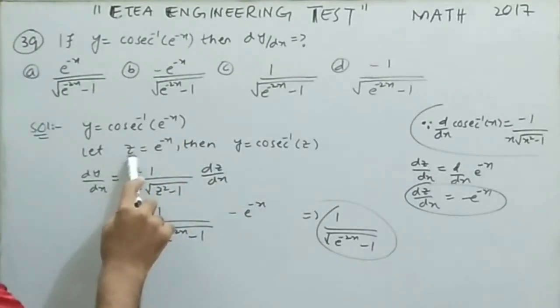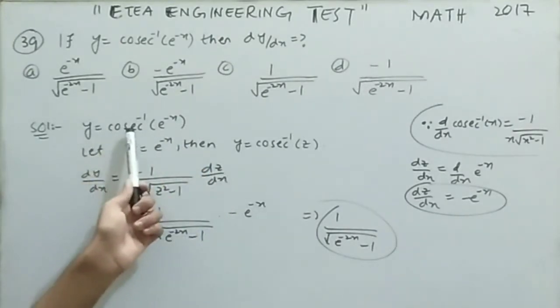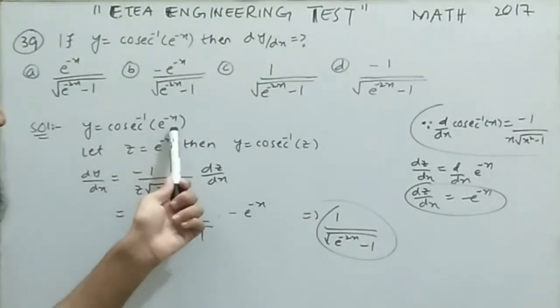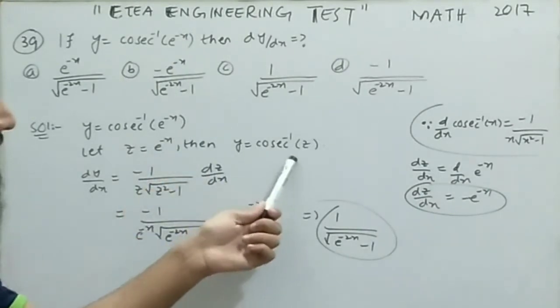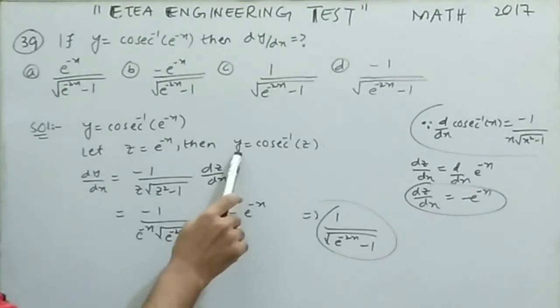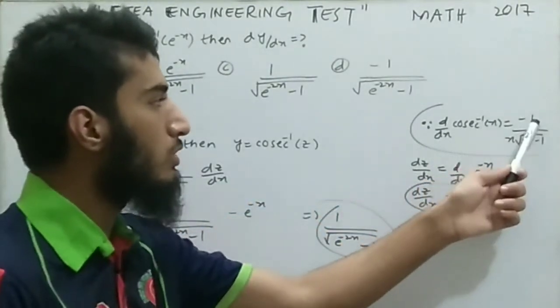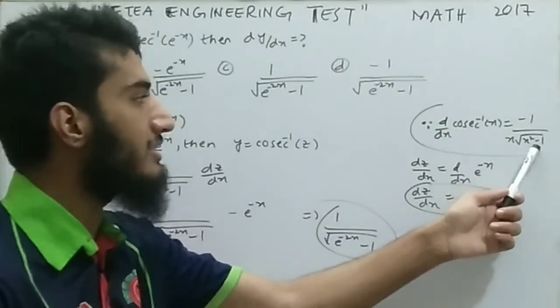Let's suppose z is equal to e raised to the power negative x. Then y will be equal to cosecant inverse of z. Now I differentiate both sides with respect to x. On this side it becomes dy by dx, and you know that the derivative of cosecant inverse x is always equal to minus 1 divided by x under root of x square minus 1.